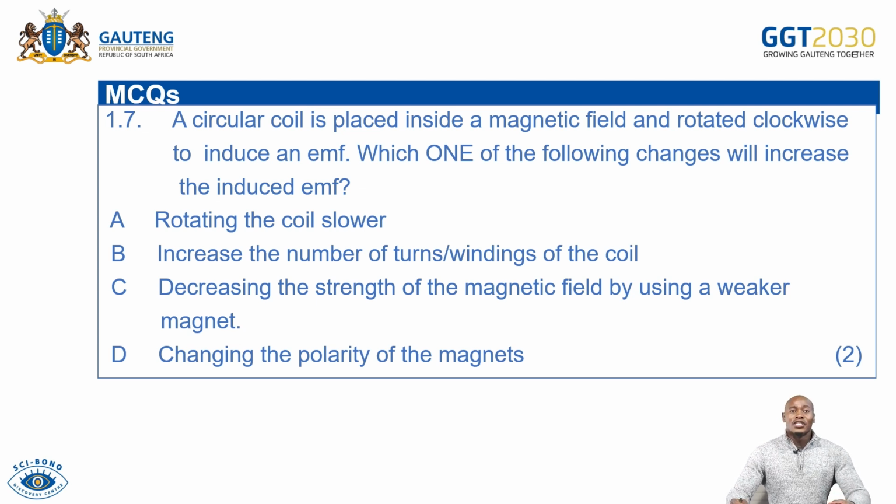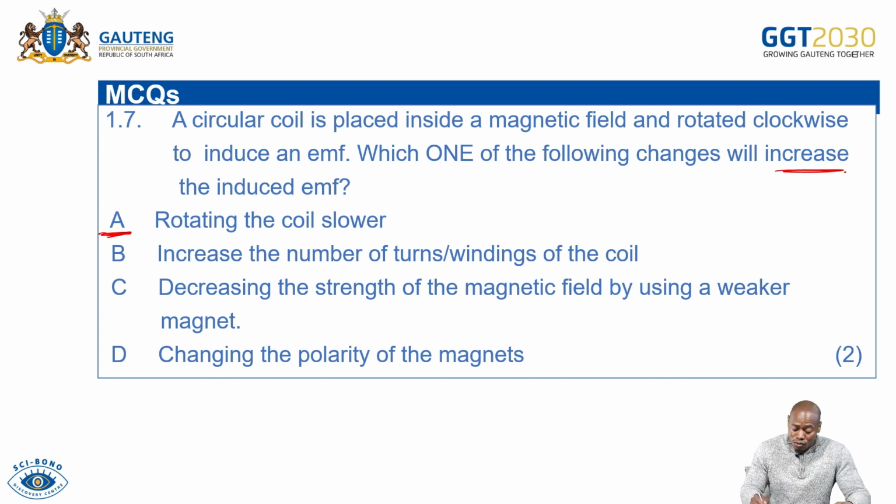Which one of the following changes will increase the induced what? EMF. The EMF is already induced, okay? But now what is it that we want to do? We want to increase the amount of EMF that is induced in that coil. Rotating the coils slower. So if we rotate the coil slower, what is going to happen? The amount of EMF that is induced is going to decrease, or it's going to be less, right? Unless we are rotating that coil faster, then the amount of EMF induced will increase.